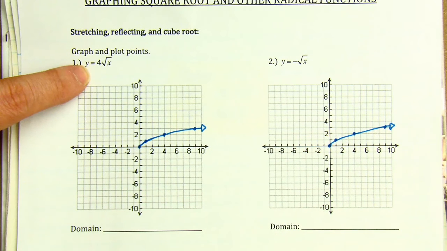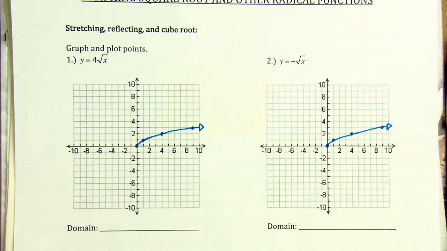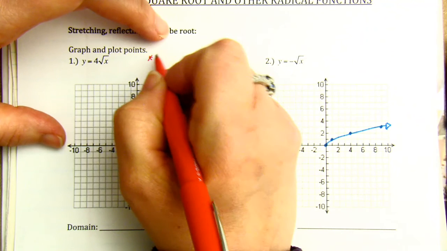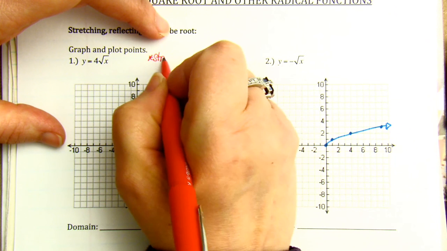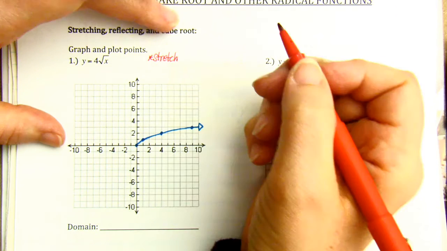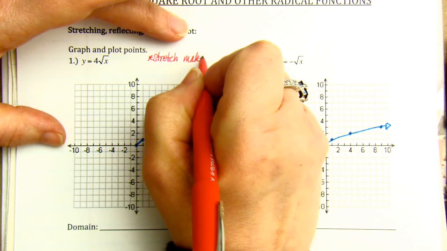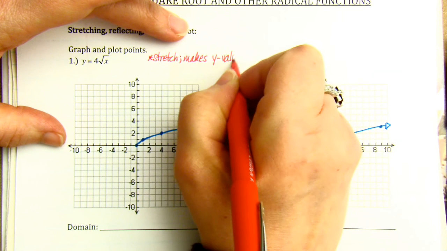This, my friends, is a stretch. We are not flipping this thing upside down. And remember, a stretch makes the y values bigger, or a shrink makes the y values smaller. In this case, it's a stretch, and this makes the y values larger.